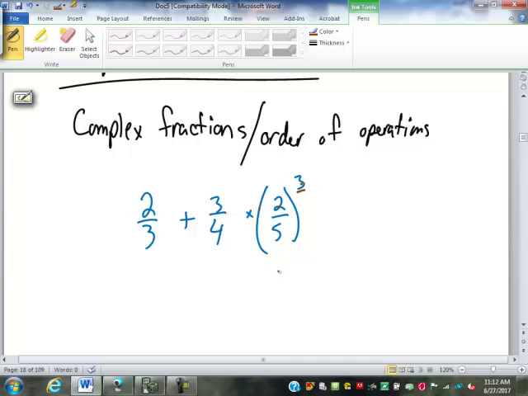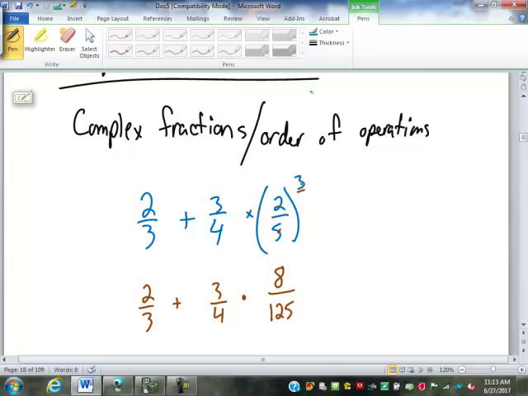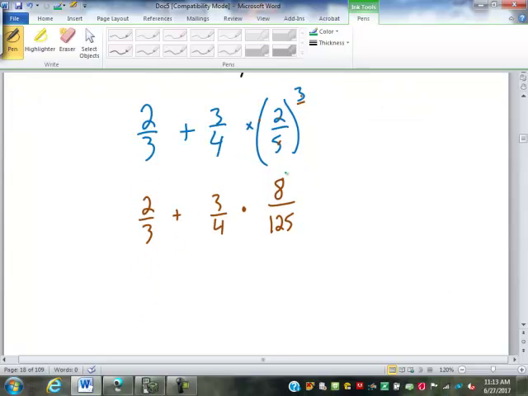2 to the power of 3 is 8, right? 2 times 2 times 2. 5 to the power of 3 is 125. The rest of the problem stays the same. Now what? I'm going to multiply. I can cross cancel the 4 and 8. It gives me 2 and 1. So 3 times 2 is 6. 1 times 125 is 125.